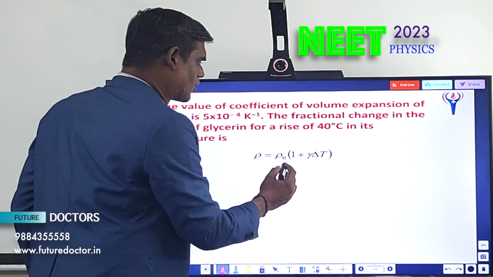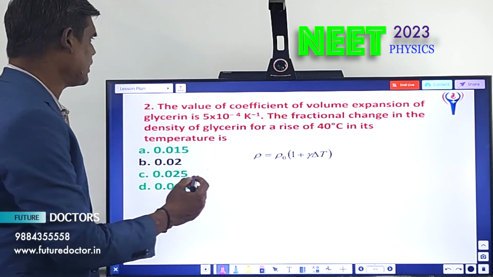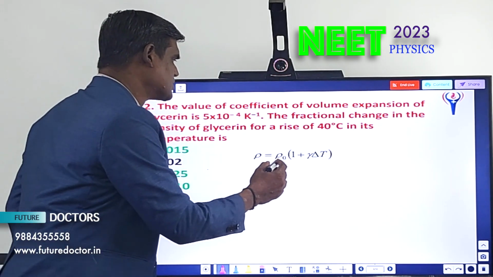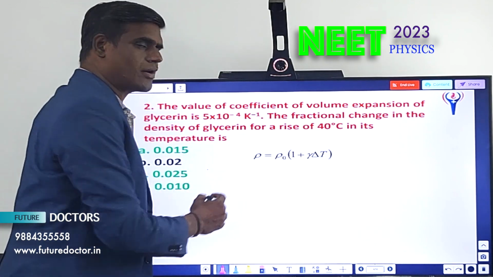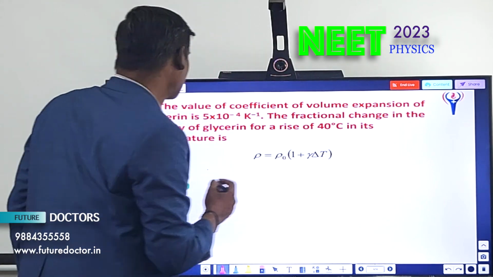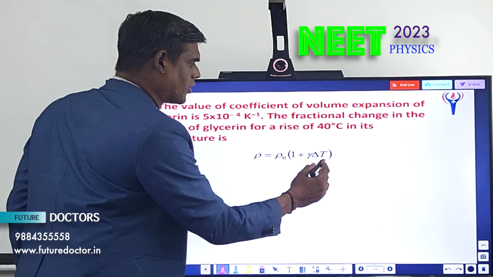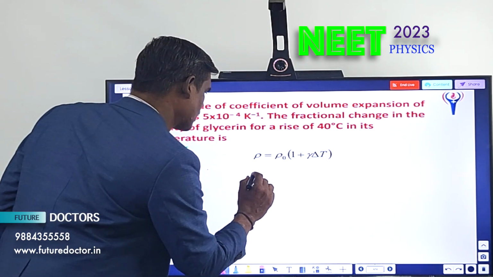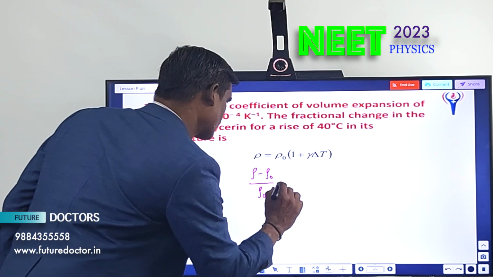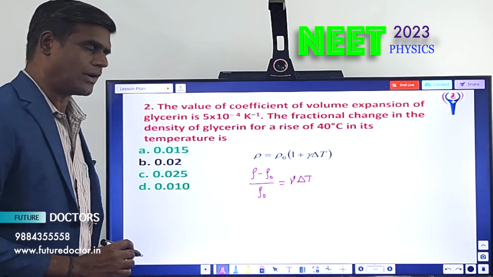That is rho equals rho naught into 1 plus gamma delta T. Here gamma is the coefficient of volume expansion, rho is the density at temperature T and rho naught is the density at temperature T naught. Here you want to find the fractional change in density, that is rho naught plus gamma rho naught into delta T. On simplifying, rho minus rho naught by rho naught equals gamma delta T. This is our final formula.